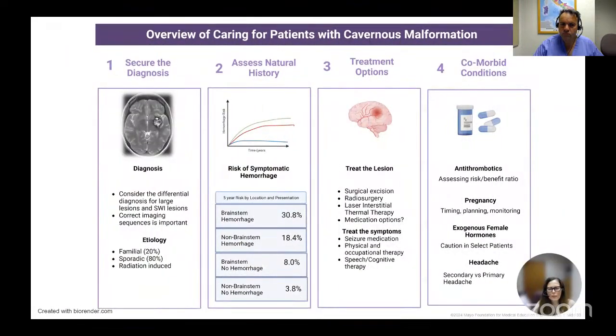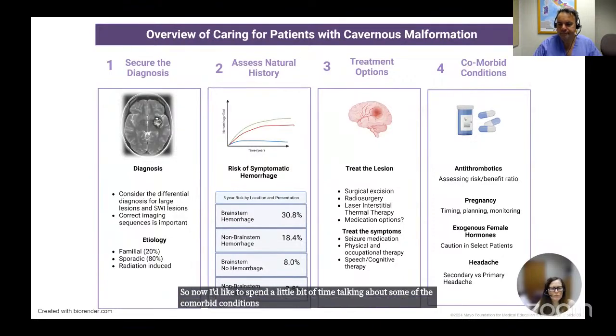So now I'd like to spend a little bit of time talking about some of the comorbid conditions patients ask us about.